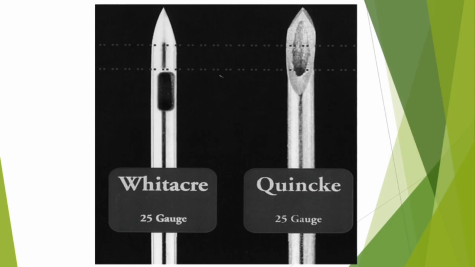As you can see here in this picture, Whitacre's needle, that is the prototype for blunt tip needles, looks like a pencil tip, and the aperture is on the side of the shaft. There are no sharp edges that would cut the fibers of the dura, and the aperture or the orifice is 2.5 millimeters proximal to the tip. It is a small opening, making aspiration of the CSF or injection of the drug more difficult.